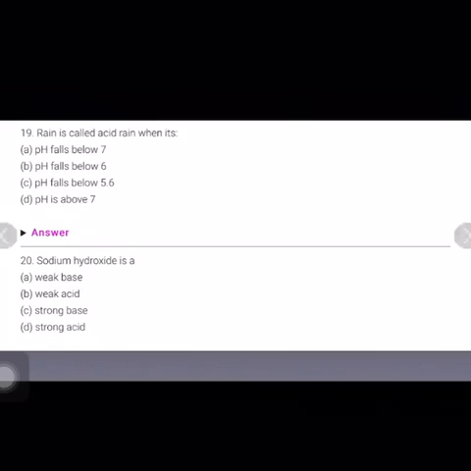Rain is called acid rain when its pH falls below 5.6. So when the pH of the rain is below 5.6, then it is called acid rain. Sodium hydroxide is a base. In fact, it is a strong base because sodium hydroxide ionizes in water, which means it produces a large amount of OH negative ions.